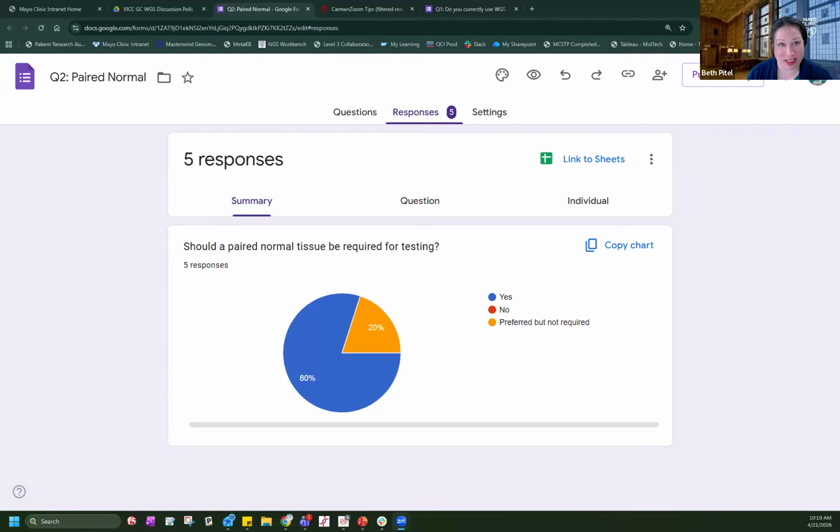And so it's either or preferred, but the point being that without the normal, you end up with a lot of additional variants in your list that require attention and manual effort. So, any other thoughts on this?